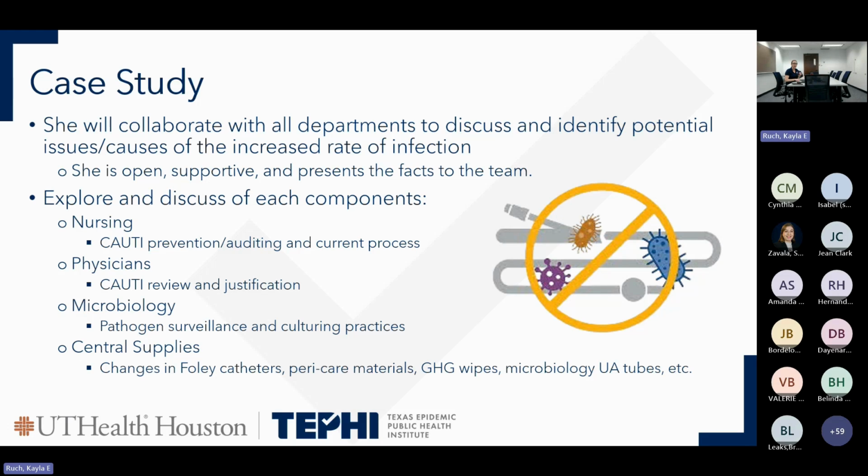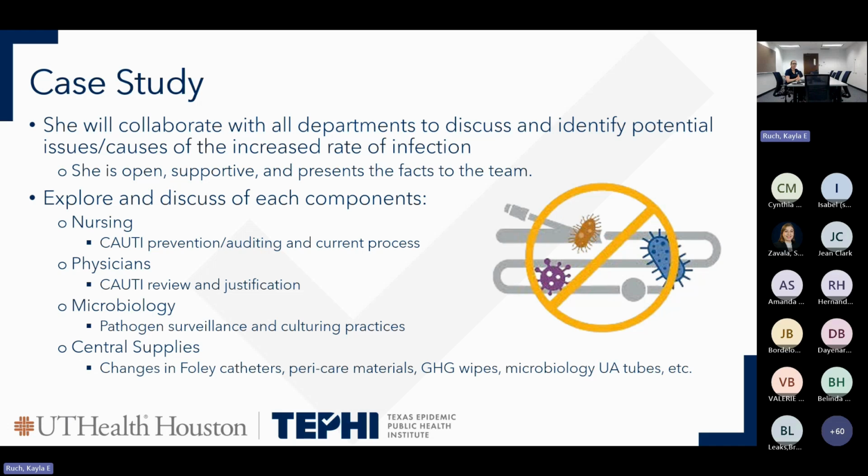And we want to then talk about specific areas of owning the process. So for nurses, we're going to talk specifically about CAUTI prevention, auditing, bundle insertion practices, and audit those to see what's going on. Physicians, talking with them about their review and justification. Are these catheter-associated events because these catheters are in for weeks at times because the physicians are reluctant to take them out?